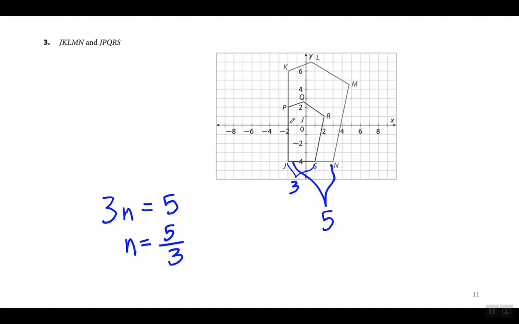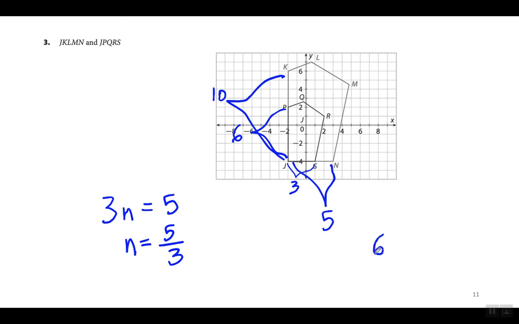So let's check if I could verify that the same thing is happening on the vertical side. On this vertical side, segment JP measures 1, 2, 3, 4, 5, 6. And segment JK measures 7, 8, 9, 10, right? 10. So let's test out my theory.